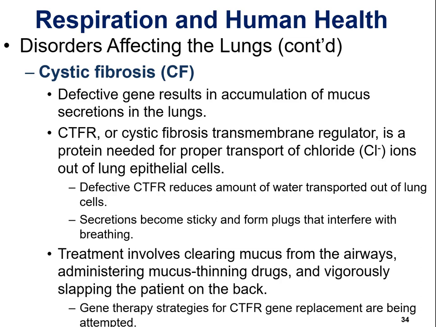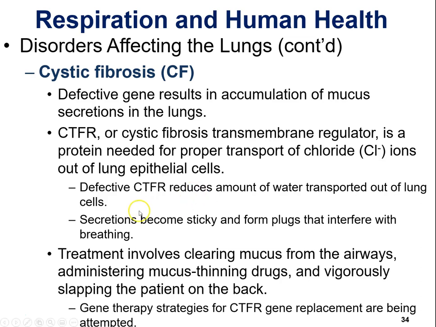Cystic fibrosis, another disorder of the respiratory system. This is a genetic disease, right? So a defective gene results in the accumulation of mucus secretion in the lungs. It is a genetic defect that affects a chloride channel. So that's what this is telling you here. Because that chloride channel is not functioning properly, you don't have enough water there. And so the secretions become super sticky and the mucus is super thick, and therefore that interferes with breathing.